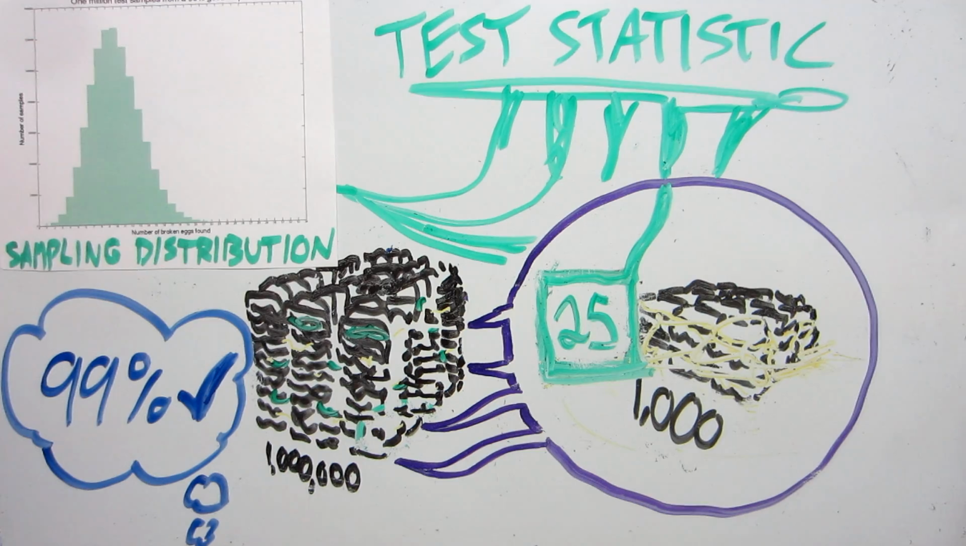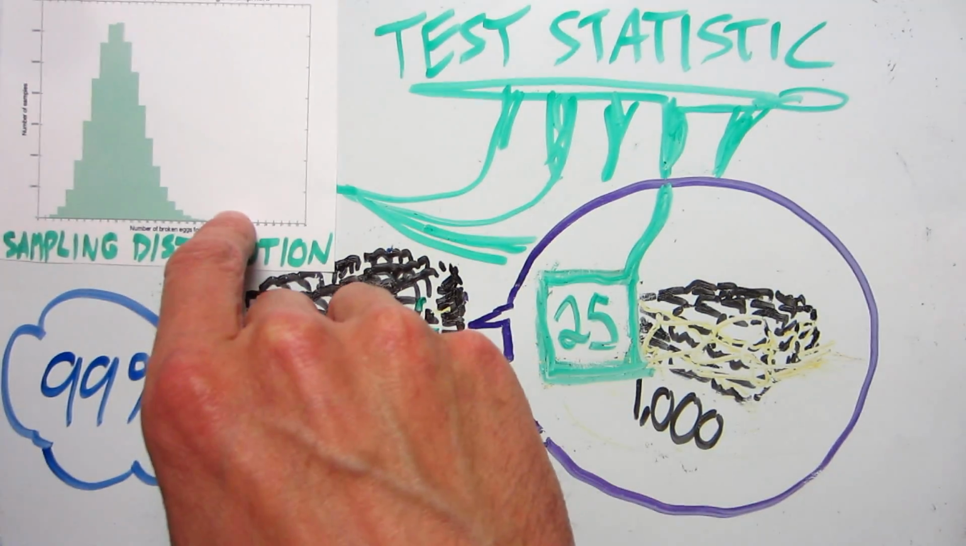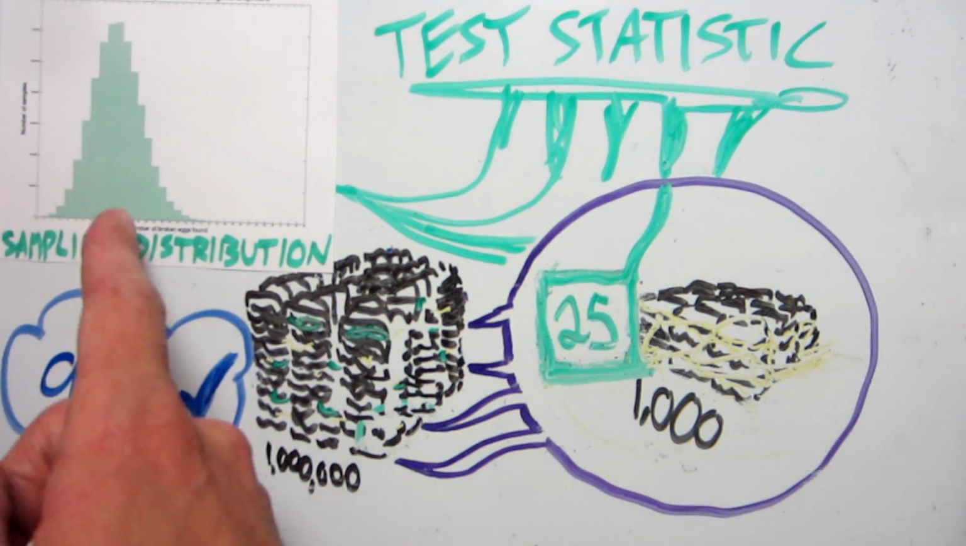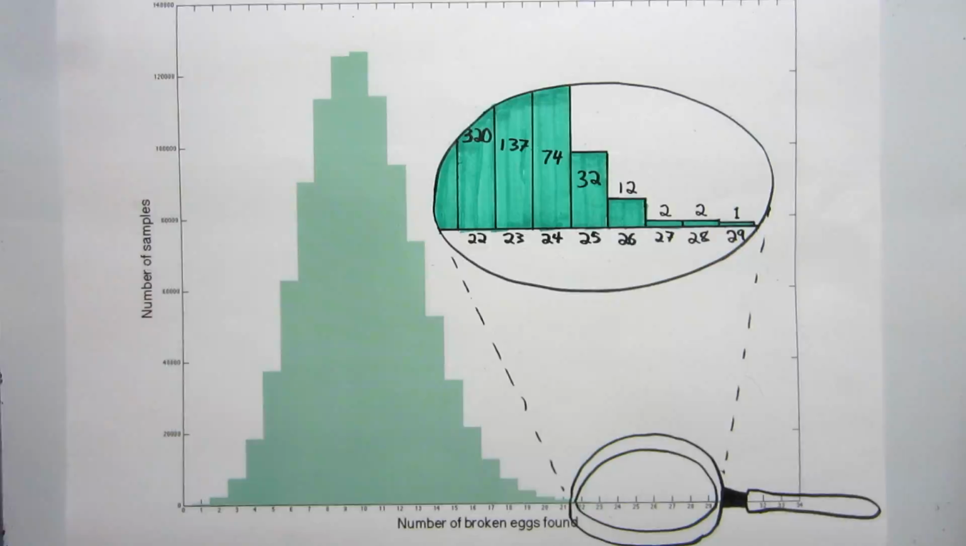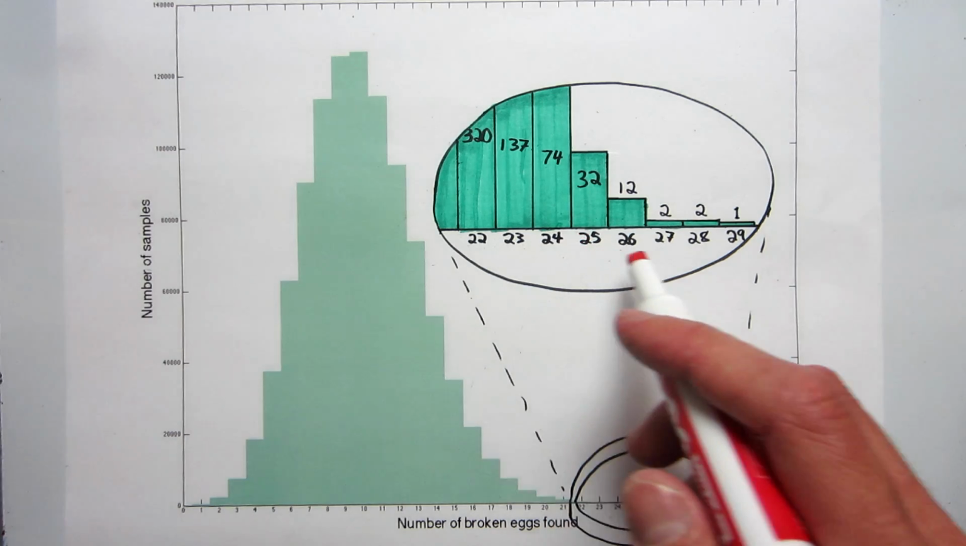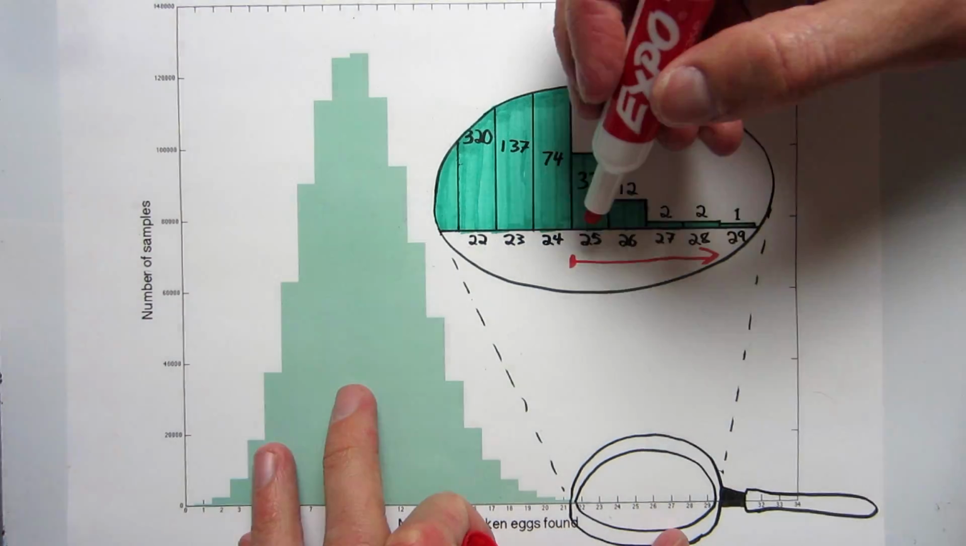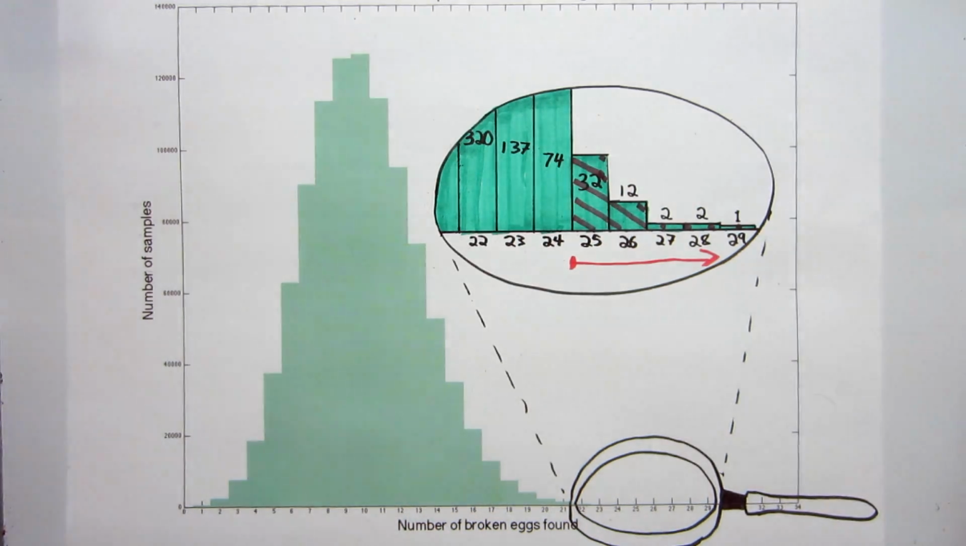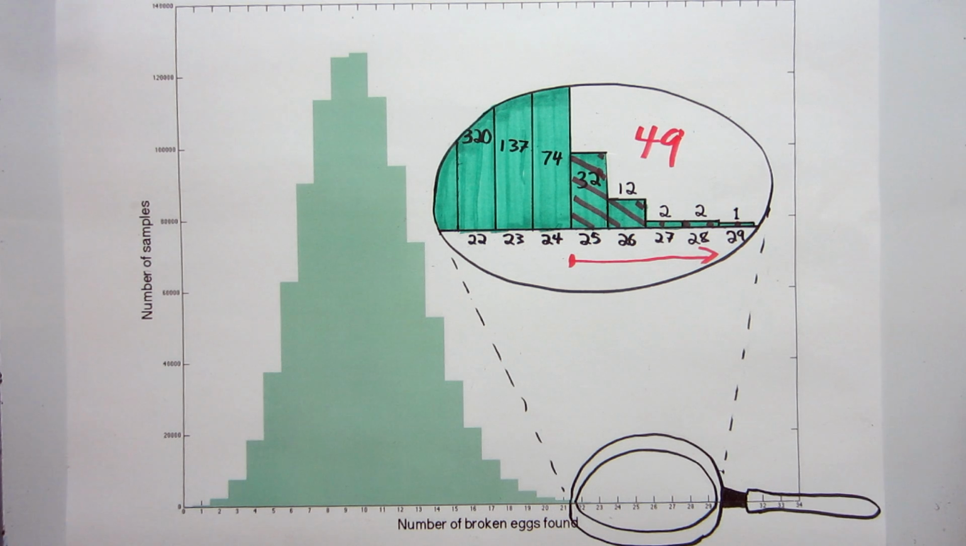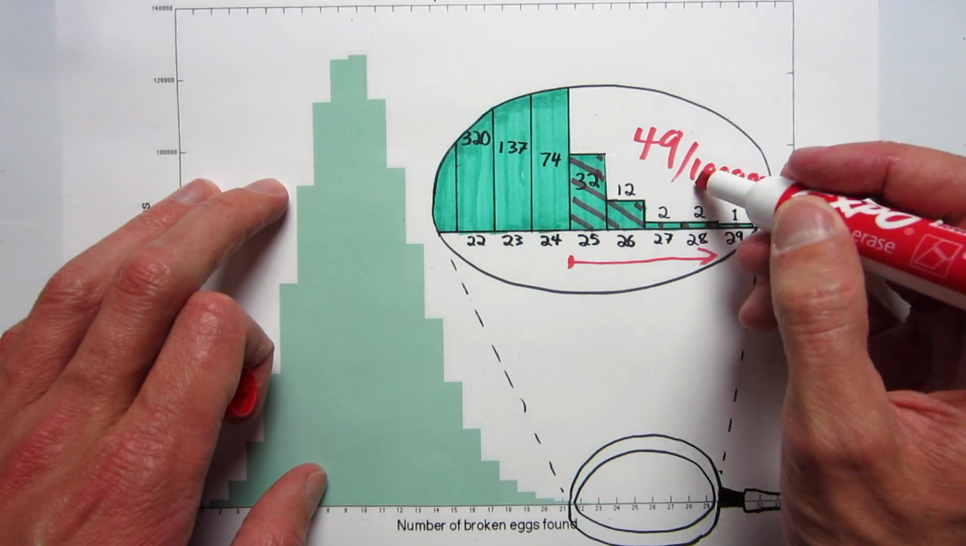Say we find 25 broken eggs, landing us right here on the curve. That's pretty far from the average expectation. What we can do to quantify that is add up all the cases where we saw at least that many broken eggs, all the results to the right of this, and find what percent of the time we expect to see something at least this extreme. As it turns out, there are 49 cases in our 1,000,000 tests where 25 or more broken eggs were found. So we should expect to see something like that 49 out of 1,000,000 times.